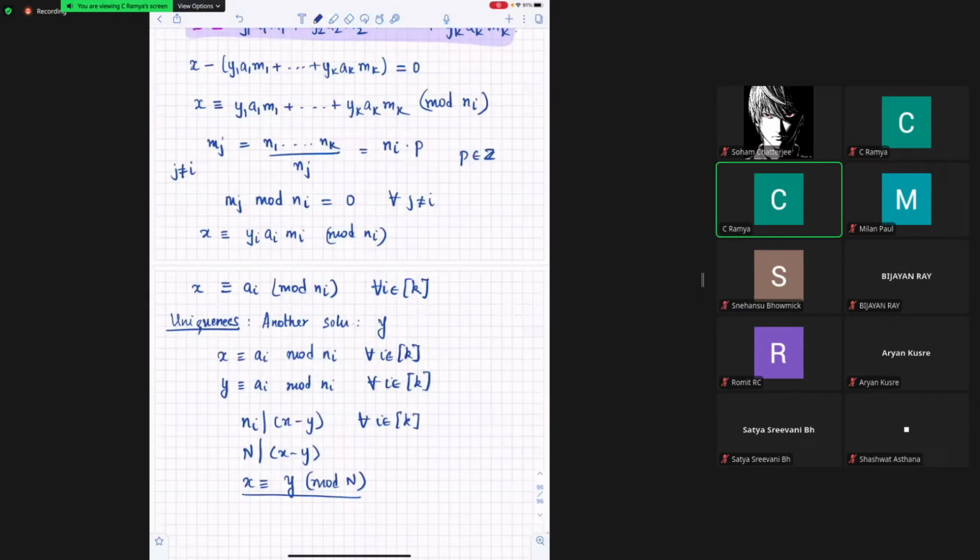So there exists a solution, and if two of you come up with two different solutions, and if you divide both these solutions by capital N, you will get the same remainders. To that extent, this is unique. So any solution to this system of congruences will be unique modulo capital N.